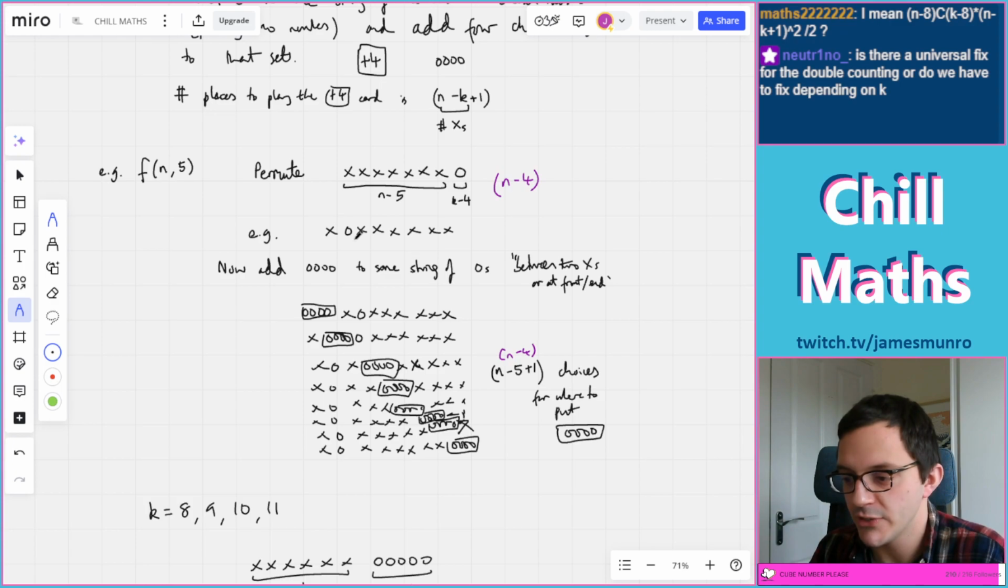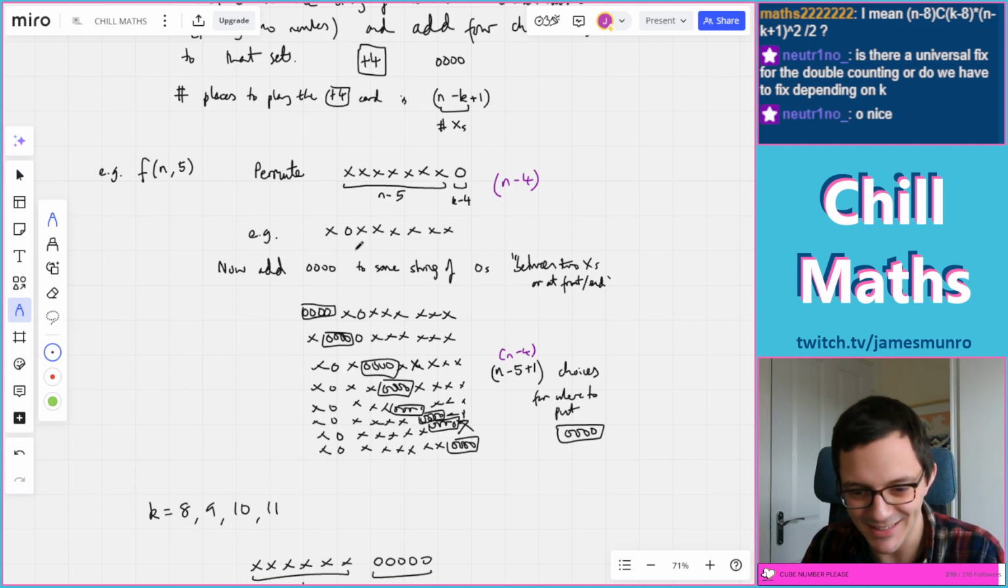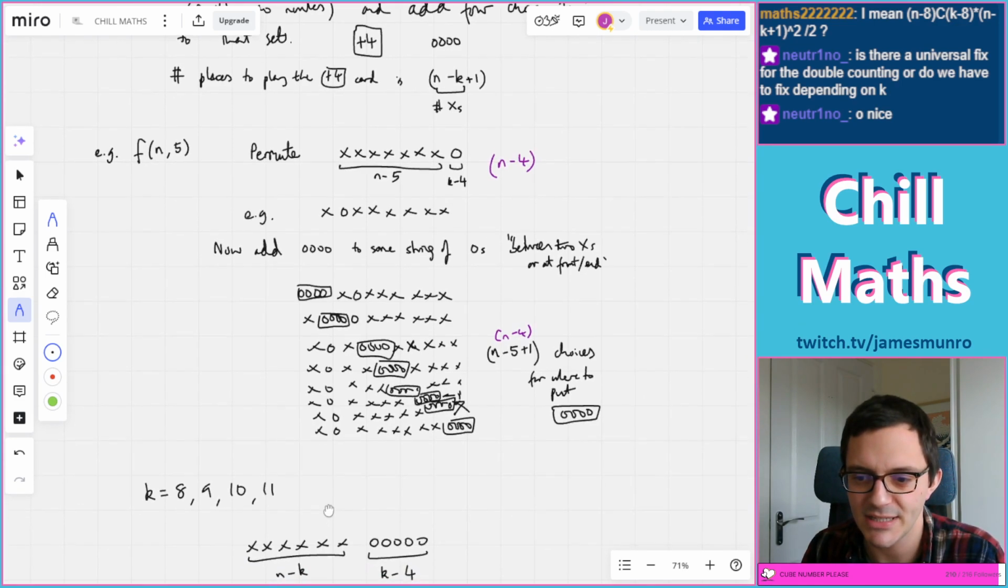There is going to be a universal fix. It's going to be fine. It does depend on k, but we're going to go to infinity in a moment. Don't worry. I know it looks like I'm only doing 4 numbers at a time, but there's a pattern to the patterns. So we're going to take the big step.